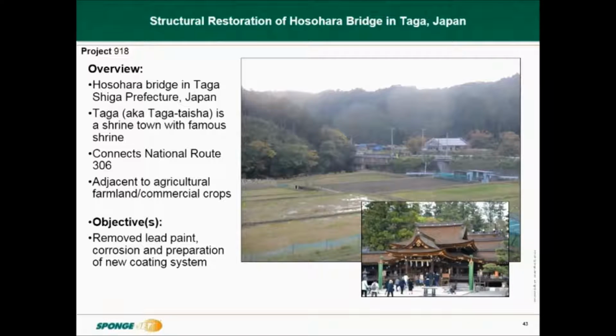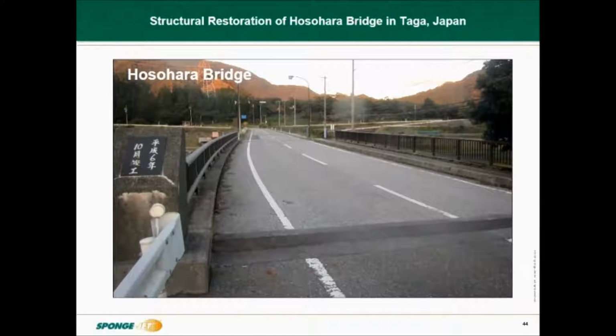Project 918, the Hosohara Bridge in Japan. This is on a main highway arterial that leads to a famous shrine, so it gets a lot of traffic all day long and over the weekends. The job scope was to remove a failing lead-based paint system, again back to bare metal, and reapply a new coating system.